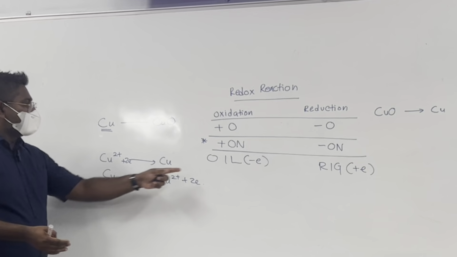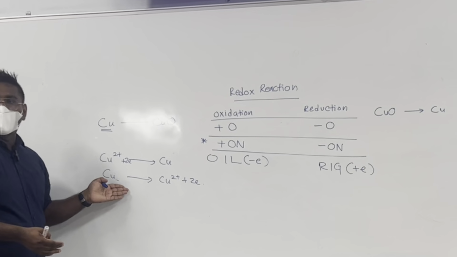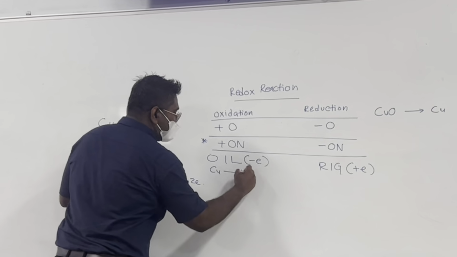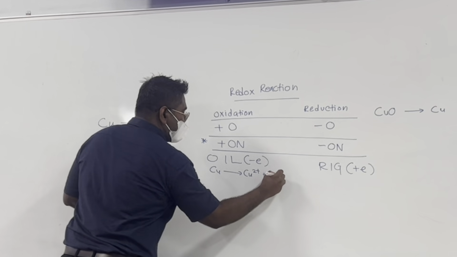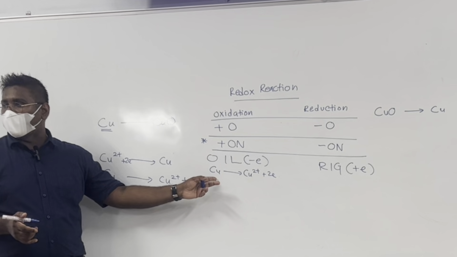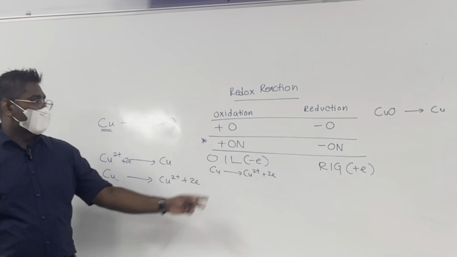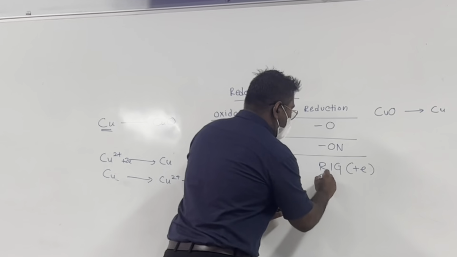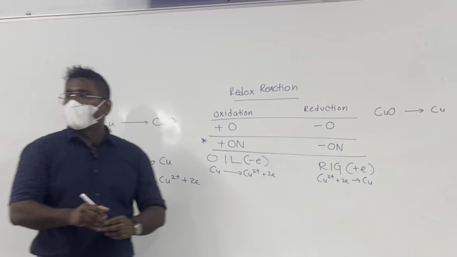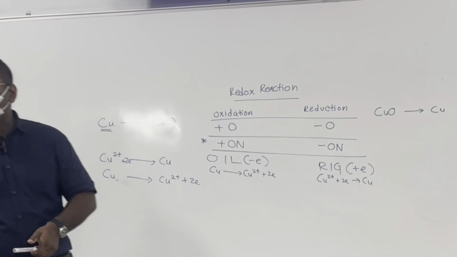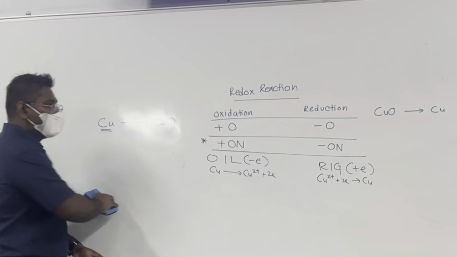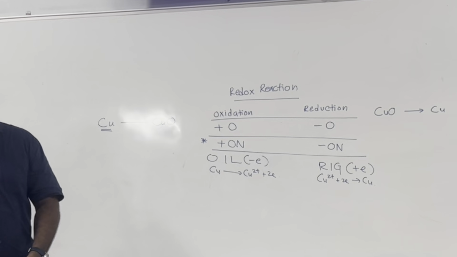You see, oxidation is loss of electron. So this is going to be Cu to become Cu2+ plus 2 electrons. This tells us that it is oxidation. Copper is being oxidized, copper is losing the electron. And here, Cu2+ is gaining electrons to give you copper. So the Cu2+ ion is the one that is going to be reduced in this case. So this is related to electron.